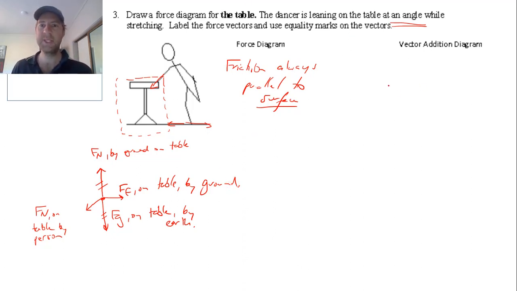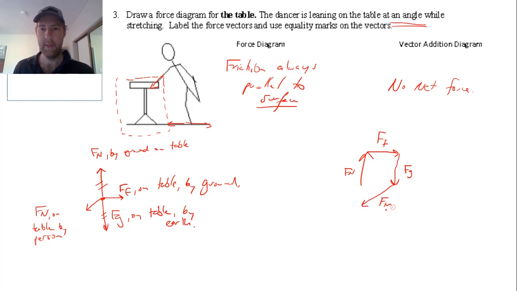The table's not moving, so I'm expecting my vector addition diagram to show me no net force. Let's see what happens. Let's start with the upwards one. I just randomly chose it. Doesn't matter which one you start with. If normal, I'm then going to go around and just do them around, my friction. My gravity I've said is the same size as F normal. And then I've got another F normal from the person down here. Ugh, that doesn't seem right.